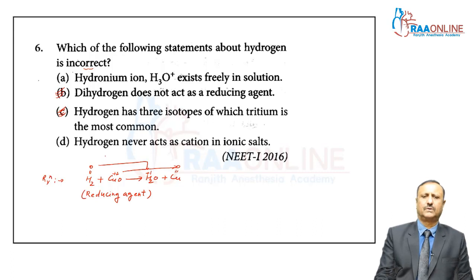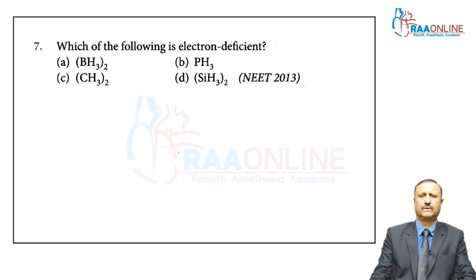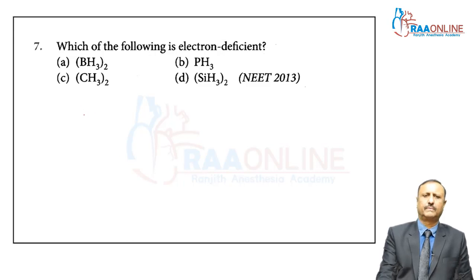So my dear students, you can see option B as well as C. Protium and deuterium are common; tritium is most common is a wrong statement. Tritium is present in a very small amount. Now we can go to question number 7. Which of the following is electron deficient? My dear students, 13 group elements.